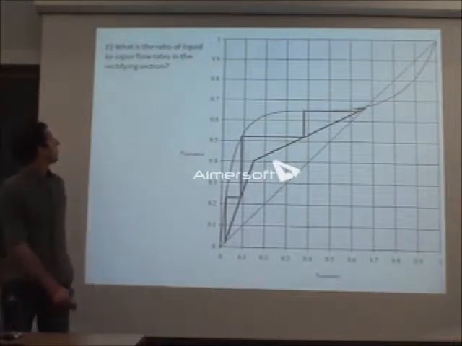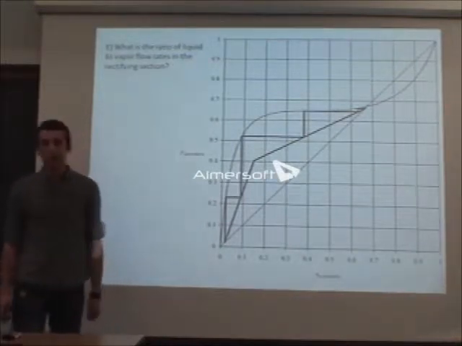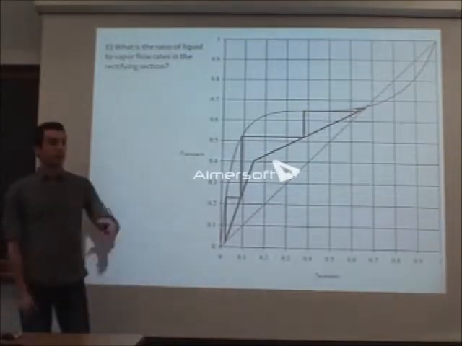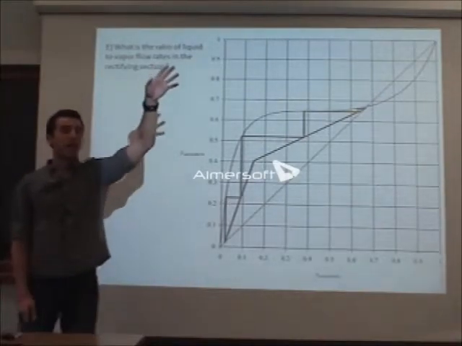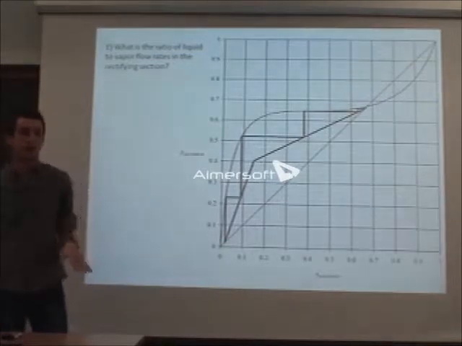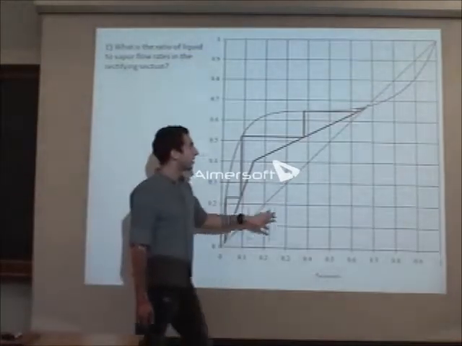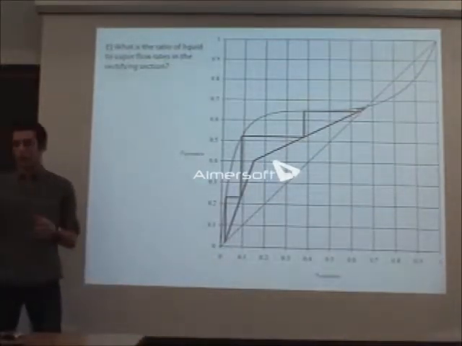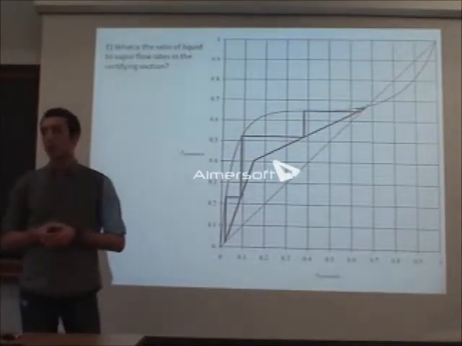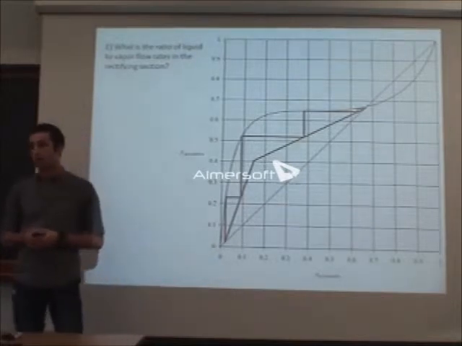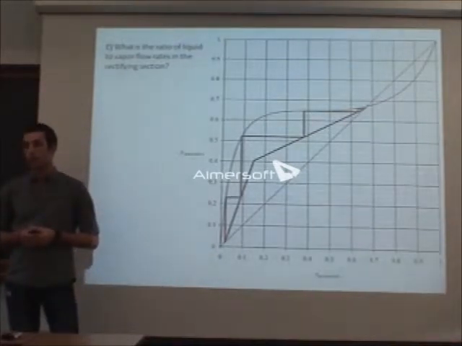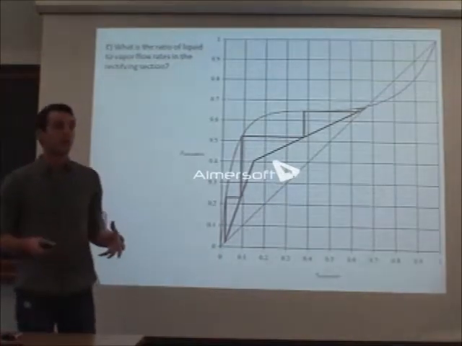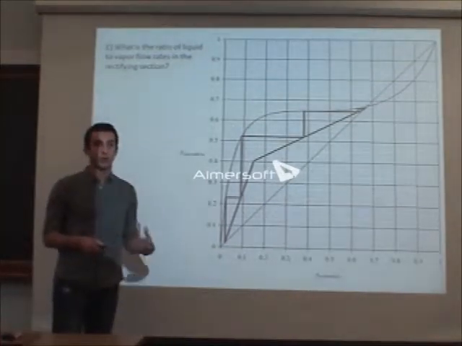All right, what is the ratio of liquid to vapor flow rates in the rectifying section? There are two sections in the distillation column. The rectifying section is going to be the top one, and the stripping section is going to be the bottom one. So which one of these points is at the top of the column? Yeah, the higher section of the graph. And why do you say that? Because the acetonitrile is coming off the top of the column because it has a lower boiling point. Exactly. The acetonitrile is more volatile, so it's going to come out as a vapor as opposed to a liquid.